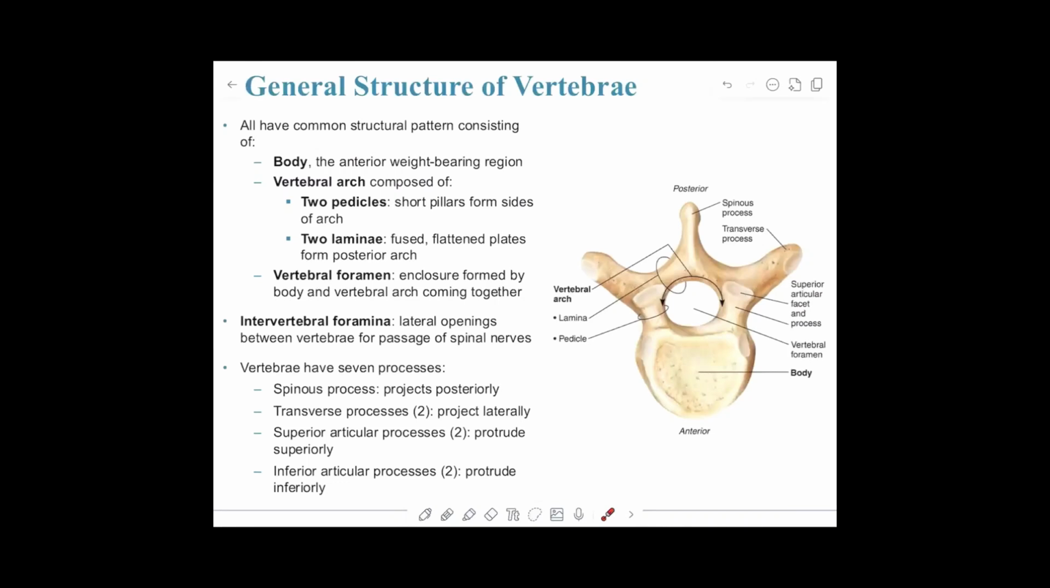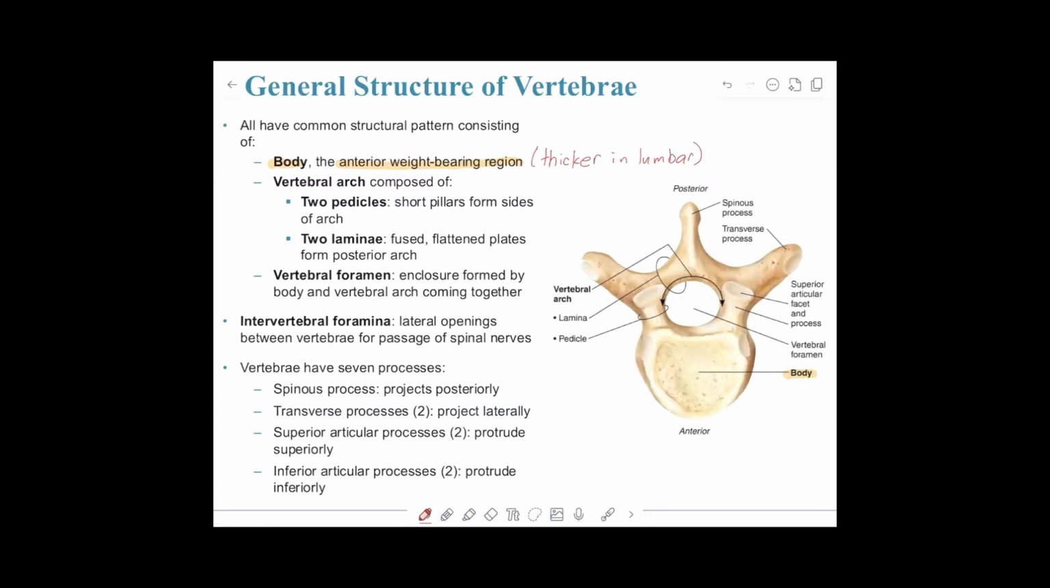This slide is showing the general structure of a vertebra, and there's a lot of different structures that all the vertebrae have in common. First of which is the body. The body is the anterior weight-bearing region, and it's much thicker in other regions, like the lumbar region, than the thoracic region, for example.